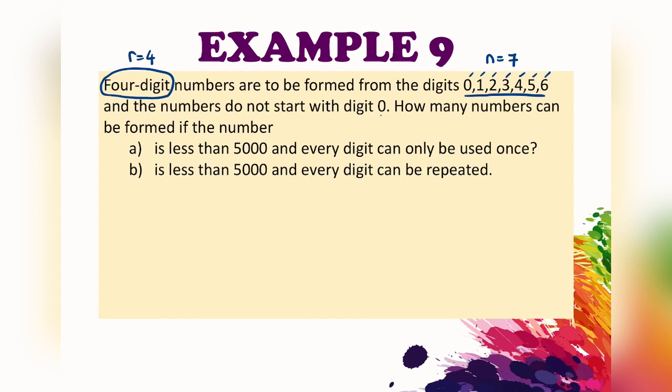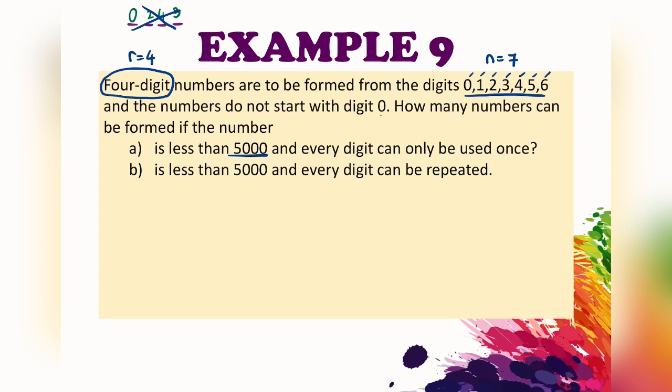For example, let's say we have 4 places. If we put 0 at the front, and then 2, 4, 3, the number that is formed here is actually just a 3-digit number. That's why 0 is not allowed in the first position. Now, how many numbers can be formed if the number is less than 5,000?